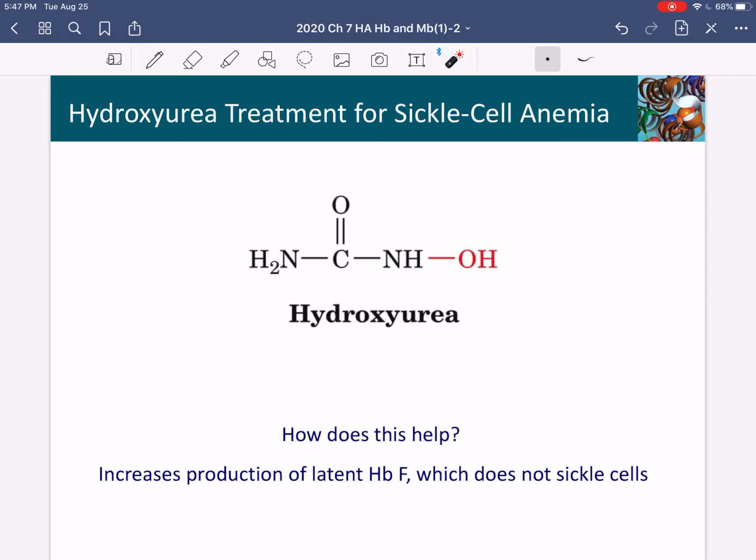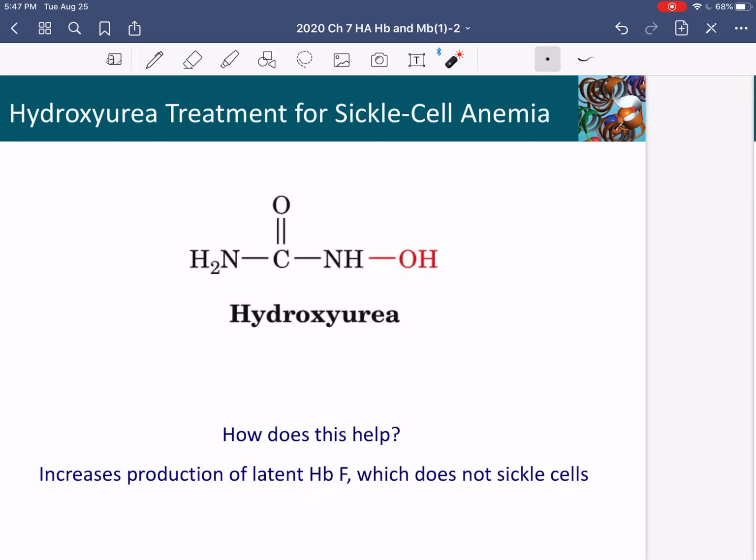The hemoglobin F gene is typically turned off, but if you treat with hydroxyurea, you activate expression of hemoglobin F, fetal hemoglobin, which does not have the beta subunit and therefore does not have a pocket or a protrusion, because now that valine mutation is not there. Instead, it has gamma subunits and therefore will not sickle the cells. So that's how hydroxyurea helps treat sickle cell crisis.